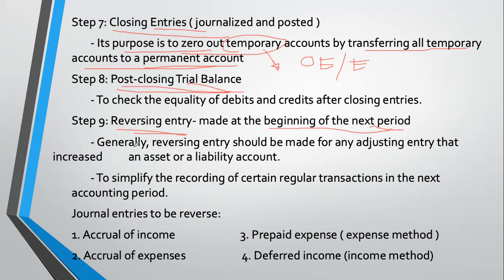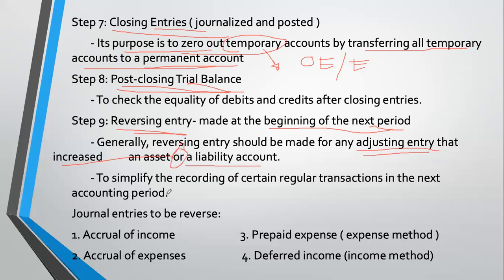So generally, reversing entries should be made for any adjusting entry that increases an asset or a liability account. Therefore, we only reverse those adjusting entries. We have seven normal adjusting entries, but not all adjusting entries are reversed. We only reverse those adjusting entries that increase an asset or a liability account. Take note, that's "or". So that increase an asset or a liability account.